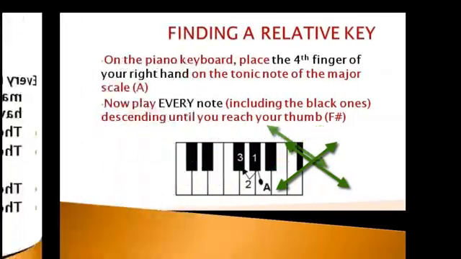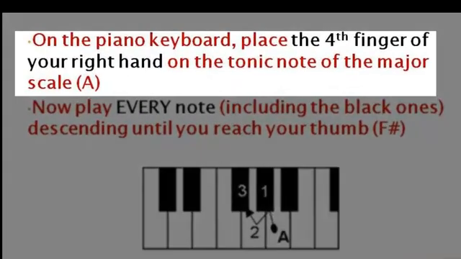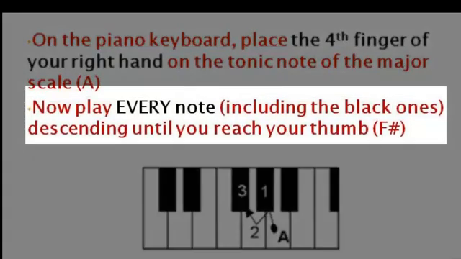Often you're going to need to find a relative key. Here's a really easy way of doing it. At the piano or the keyboard, put the 4th finger of your right hand on the tonic of the major key. So if we're in the key of A major, then play every note, including the black notes, descending until you play your thumb. So you would go 4, 3, 2, 1. The relative of A major is F sharp minor.